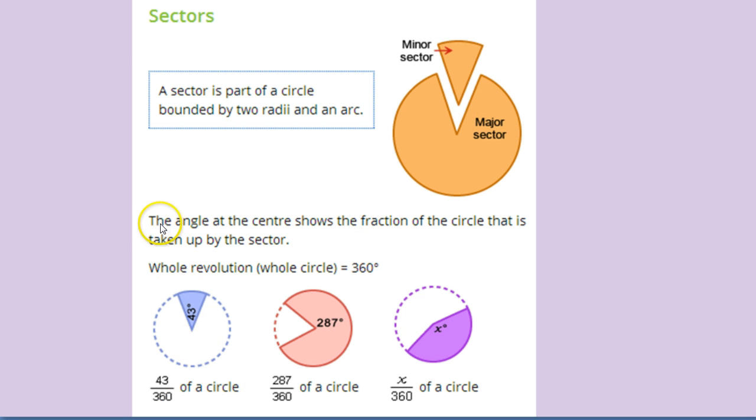So the angle at the center shows the fraction of the circle that is taken up by the sector. So we can see here in this circle, this minor sector is 43 degrees around. So it's 43 out of 360 degrees of the circle. Here we have a major sector that is 287 degrees around the circle. So it's 287 over 360. So what you will see is that however big the angle is of the sector, that is the fraction out of 360. And this is an important part for our formula coming up.